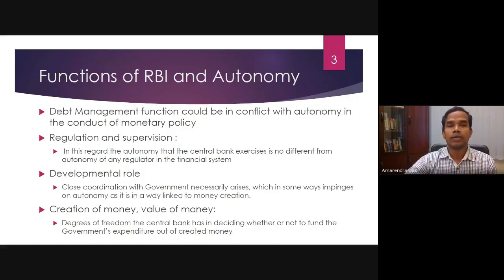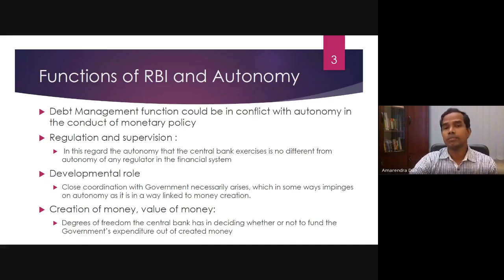Now, we are going to discuss how every function can sometimes come into conflict with autonomy. To start with, we'll discuss the debt management function and how that can come into conflict with the autonomy of the Reserve Bank, and with RBI's ability to conduct its monetary policy, which is another function of the Reserve Bank.